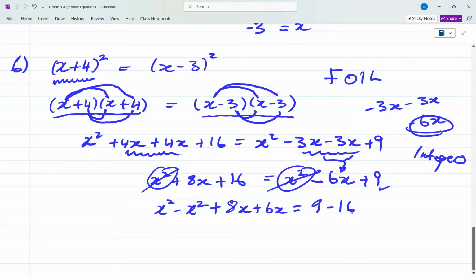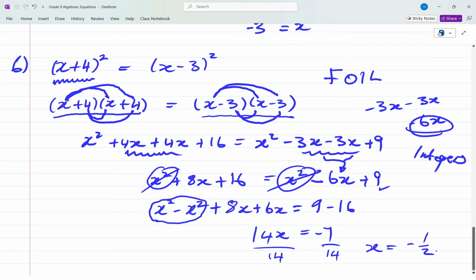So this x squared and this x squared, they're subtracting each other, and then 8x plus 6x, you now have 14x, and then on the right hand side you're going to be having negative 7. Remember, we divide by the number next to x, which is what? 14, and then you divide by 14 here, you divide by 14, your x value will be negative half.